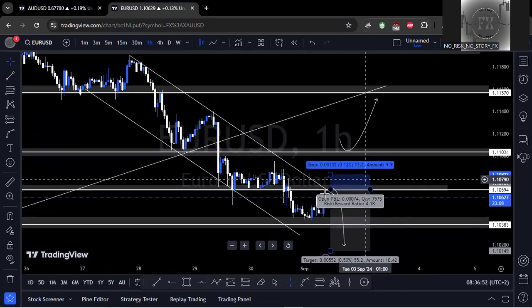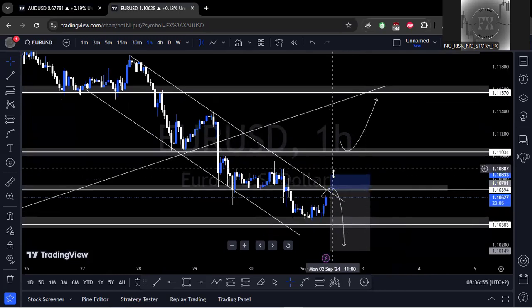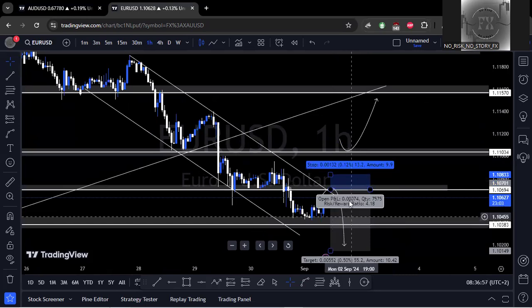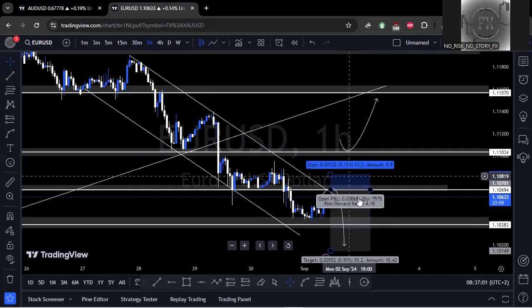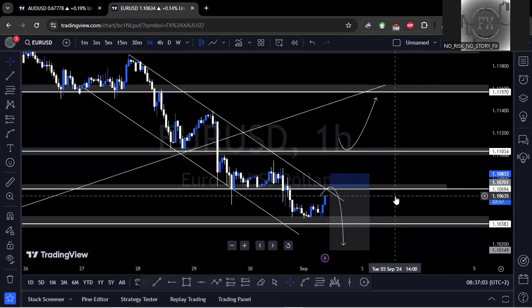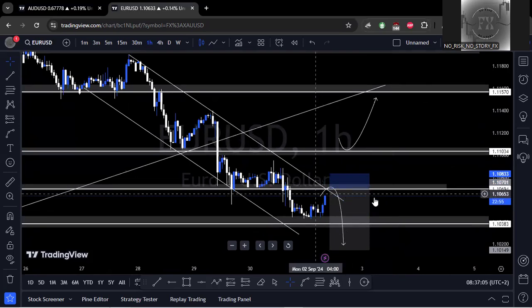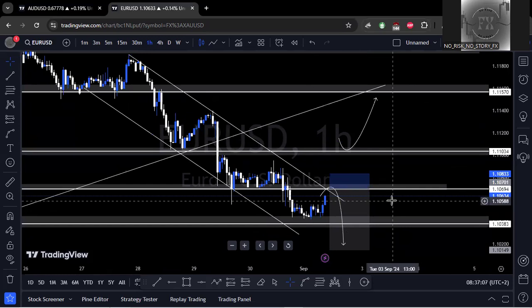But if it just breaks here and consolidates, then goes down, then I'll know it was just a stop loss hunt for those early sellers who just see the resistance and sell, who don't wait for confirmation. So yeah.